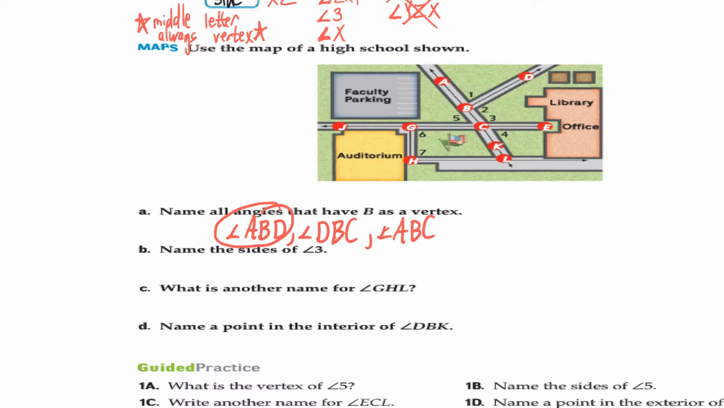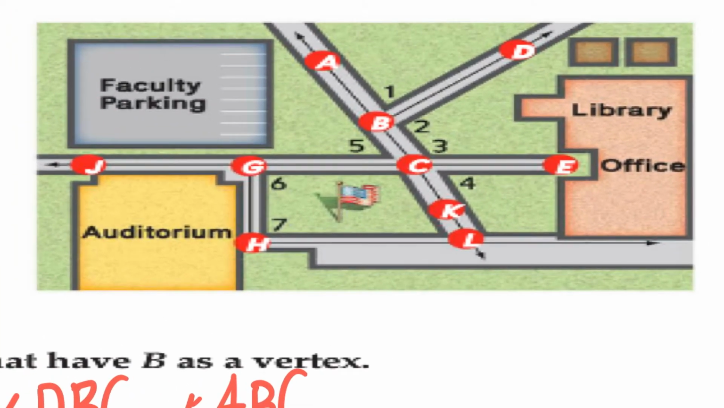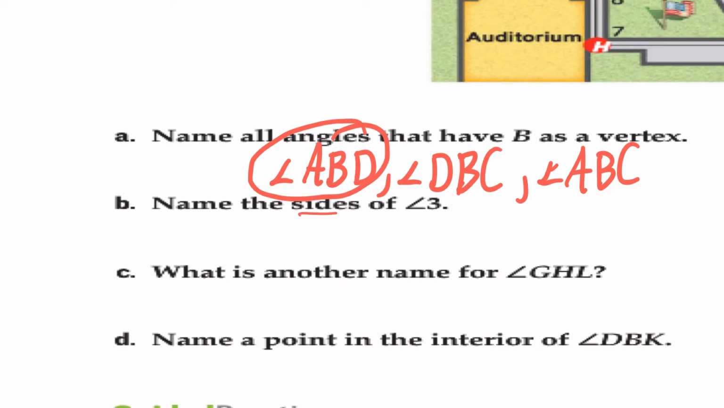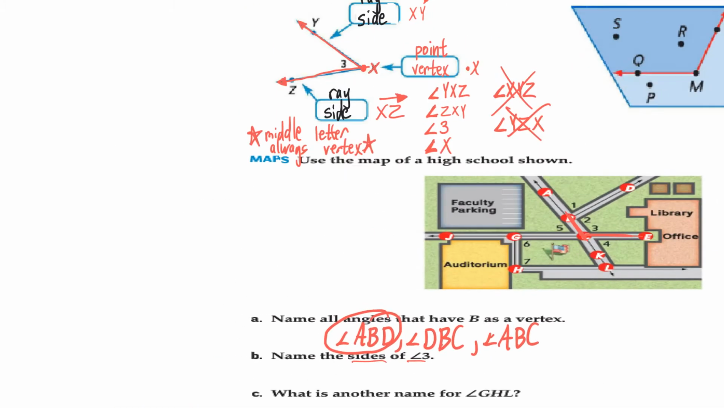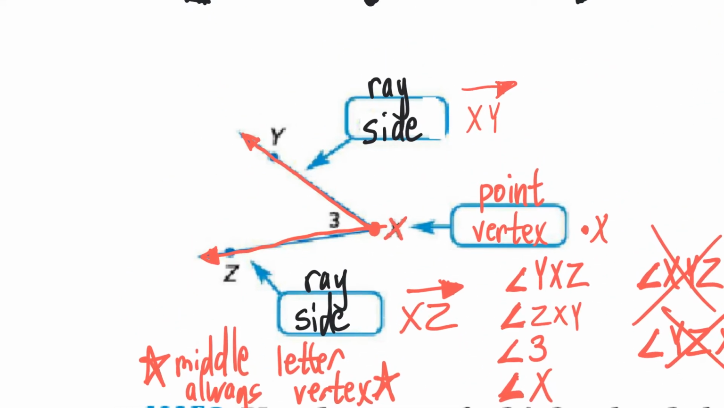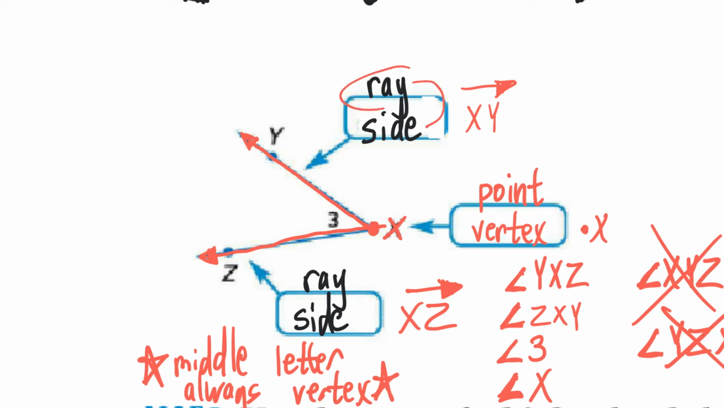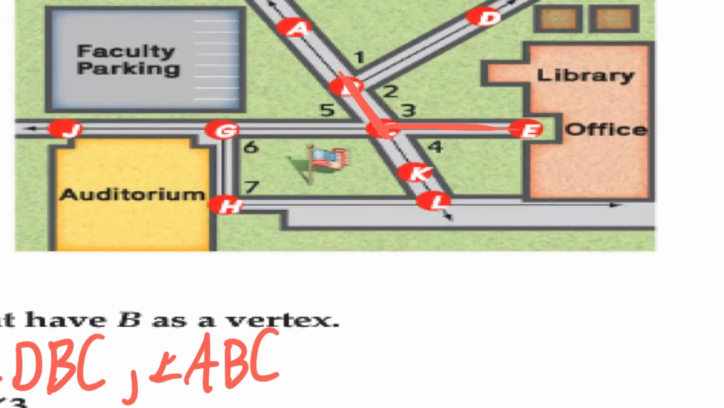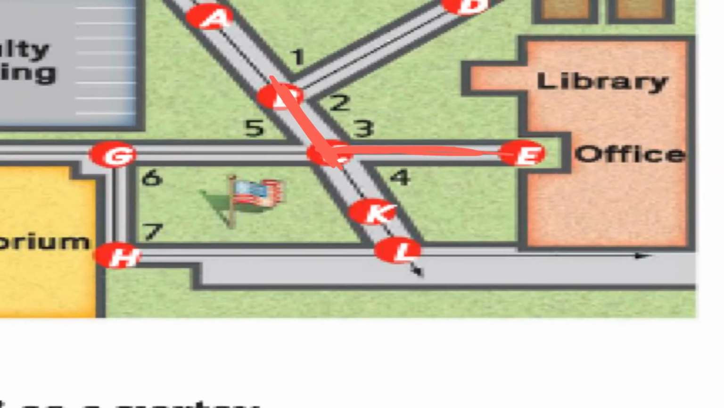Okay, next one. Name the sides of angle 3. So here is angle 3. Remember, what makes up the side of an angle? The ray. Remember right here, it's a ray. So the sides of angle 3 are 2 rays. What's the name of those 2 rays?